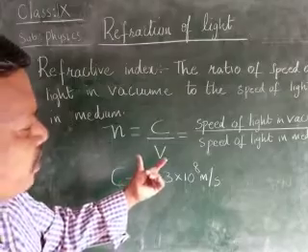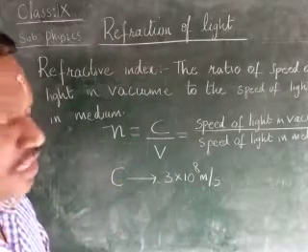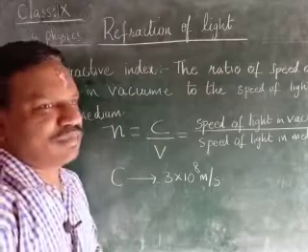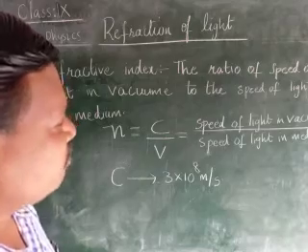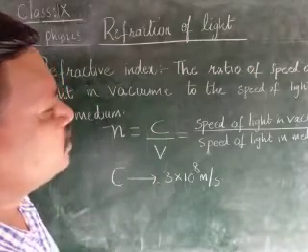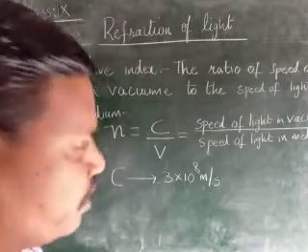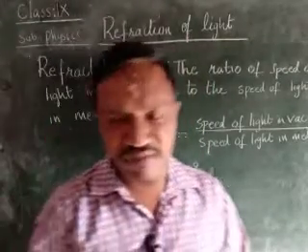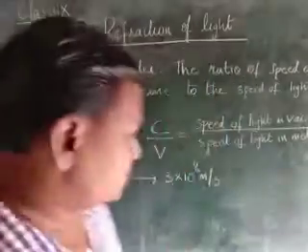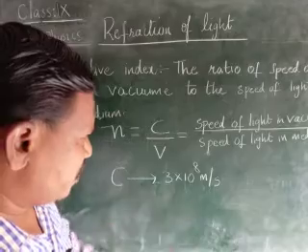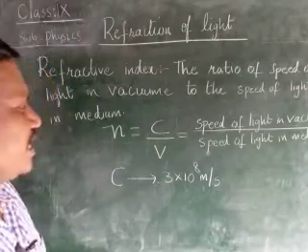And then what about the v? That means v is the speed of light in any medium. It can be of air, it can be of water, it can be of a glass, anything, children. Therefore v is the speed of light in any medium, whereas c is the speed of light in vacuum, which is 3 into 10 to the power of 8 meter per second. Here the speed of light in medium is taken as v.